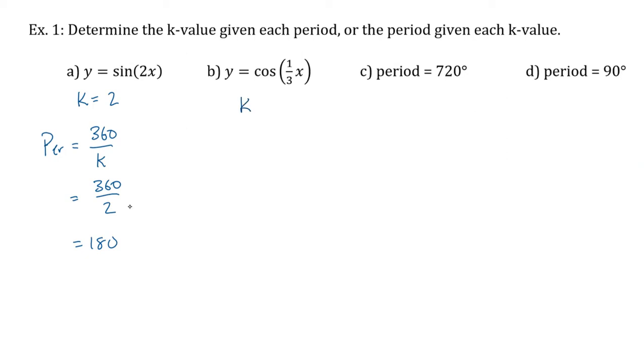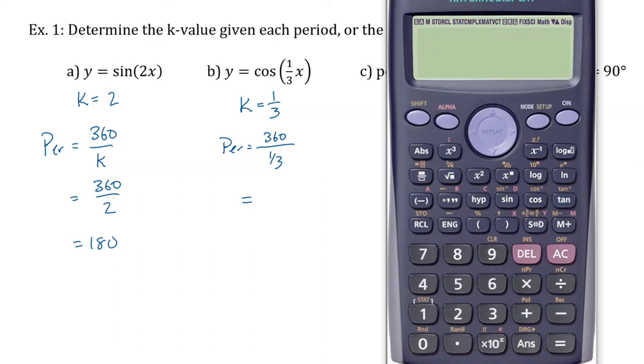What about the next one, the k value? One over three, right? So it's 360 divided by 1/3. How do you do that on your calculator? If I just do 360 divided by 1 divided by 3, the calculator is not going to give me the right answer. So you've got a couple of options. 360 divided by bracket 1 divided by 3. That will give me the right answer. So the right answer is 1080.